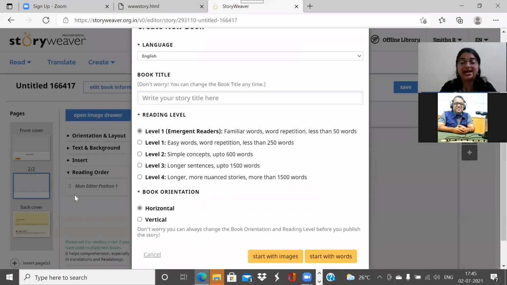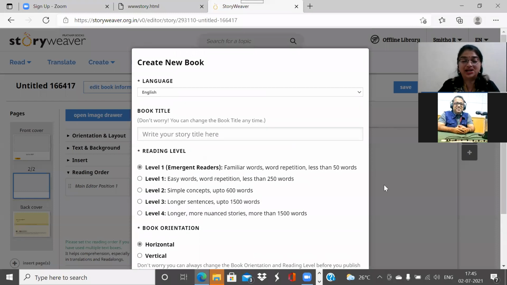You can start with your own images, or we can start with the words also. In this way, and I have made a separate video of how to use this Story Weaver. I'll post the link in the chat, you can see that. And in this way, you can create your own stories, which is very exciting. I found it very exciting over here to create my own stories.